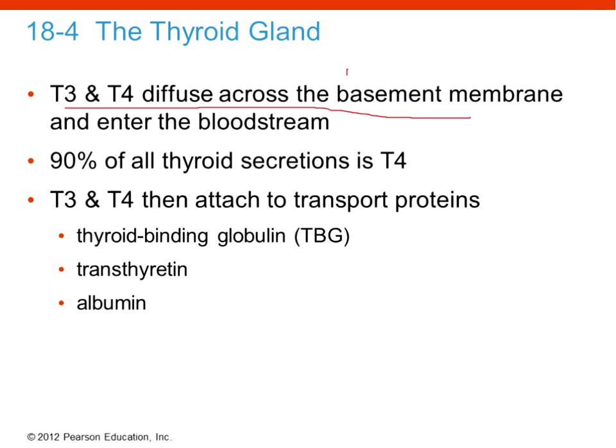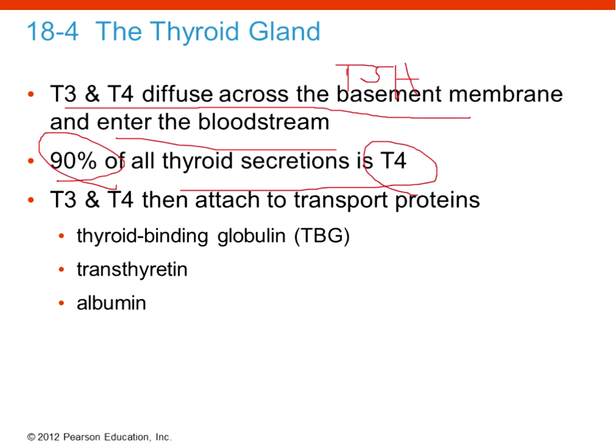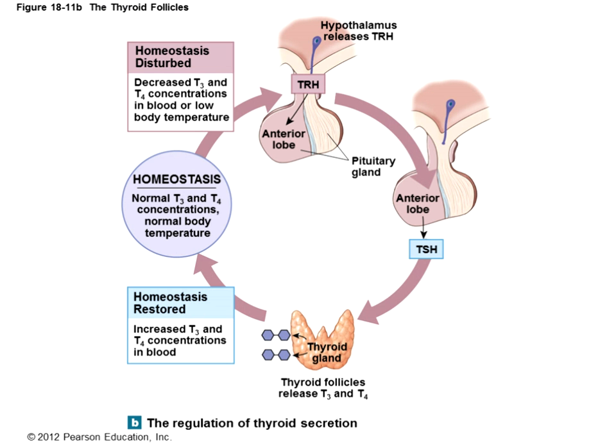So T3 and T4 diffuse across the basement membrane when TSH stimulates them to do so. So TSH is really important there when they enter the bloodstream. 90% of thyroid secretion is T4. And they then bind to these different transport proteins in your plasma, and then they're delivered to locations throughout the body. And this is a nice chart showing how it works. Homeostasis is the goal: normal T3 and T4 levels in the body.